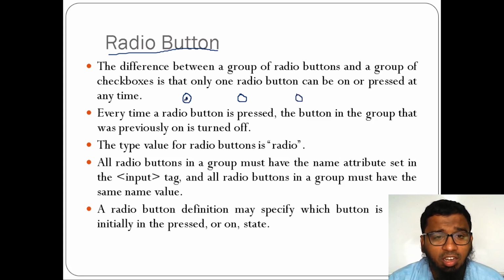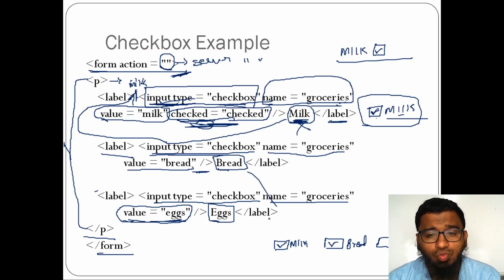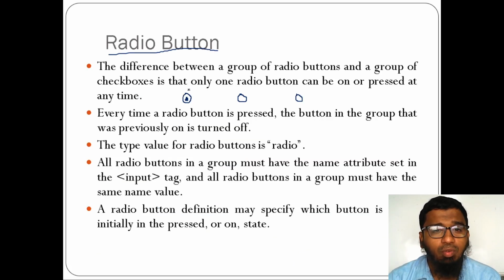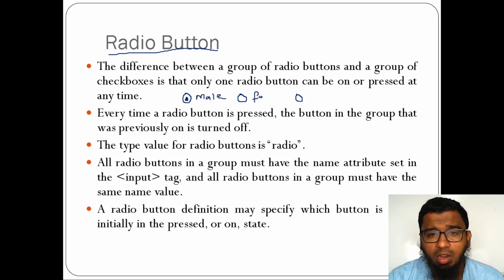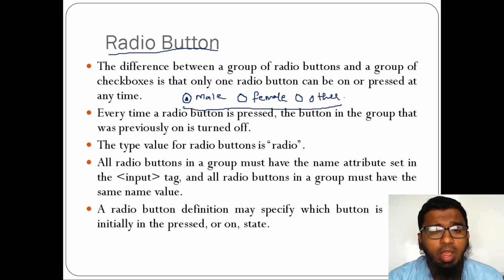So if I selected this one, then I cannot select the rest of the radio buttons. Where can we use the checkbox? We can use it for grocery and other shopping purposes, where you can buy multiple things. Where we use the radio button, the main important example is male, female, or others. Any one of these you can select.